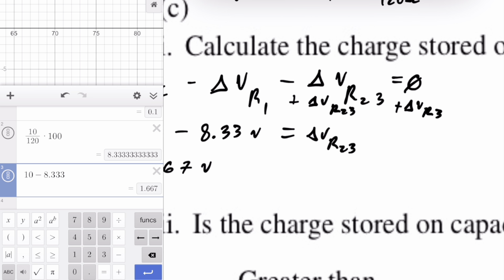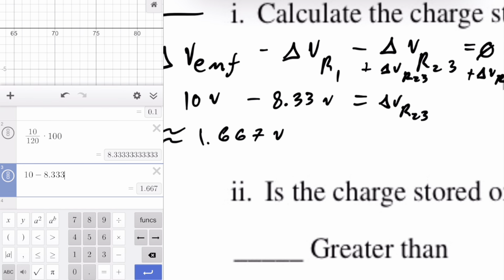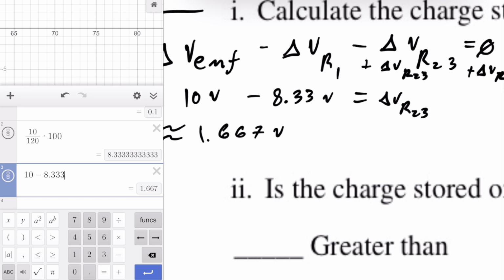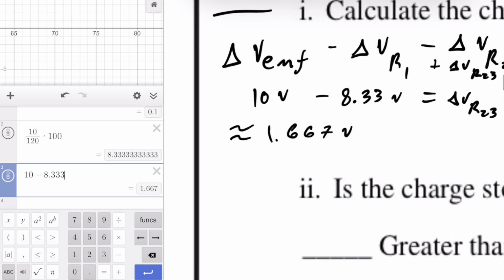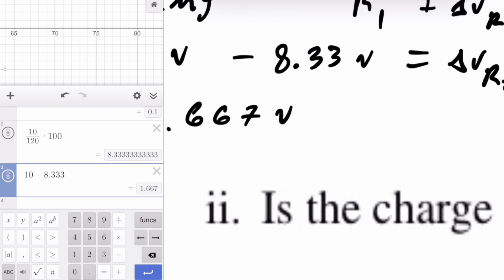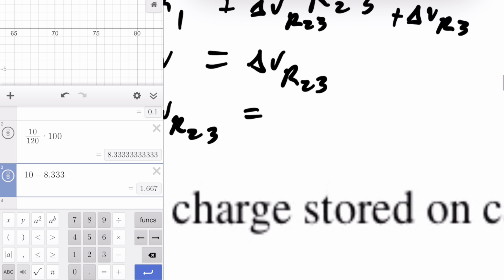And I know that capacitor has to have the voltage of 1.667 because there's no other circuit element there to cause the voltage drop, right? And using that, since I know capacitors that are connected to a battery in series have to have the same charge, the equivalent capacitor's charge has to equal the charge of the individual capacitors. So now I'm going to use the fact that I know 1.667 volts is equal to delta V R23, and say that has to be equal to delta V C12.